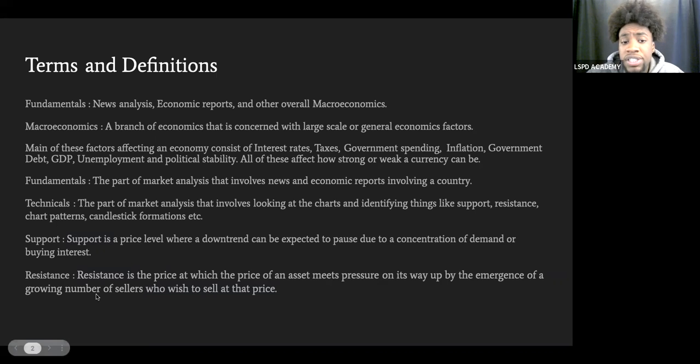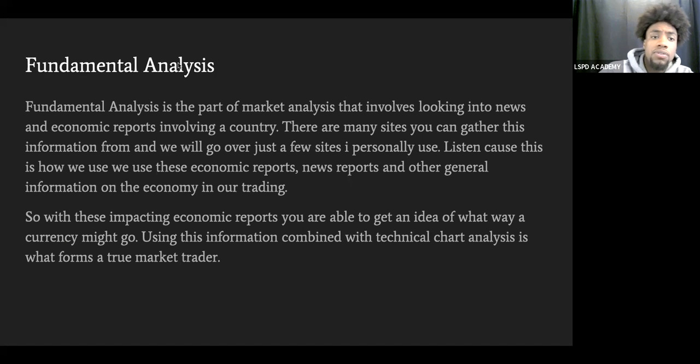Resistance is the price level at which the price of an asset meets pressure on its way up, and starts to either slow down and grow in a number of buys, or you see sellers enter the market and start to reverse price, right? So resistance is that zone that price has difficulty breaking through to the upside. For example, price is trending up, comes here and just keeps bouncing, having difficulty breaking through that level there.